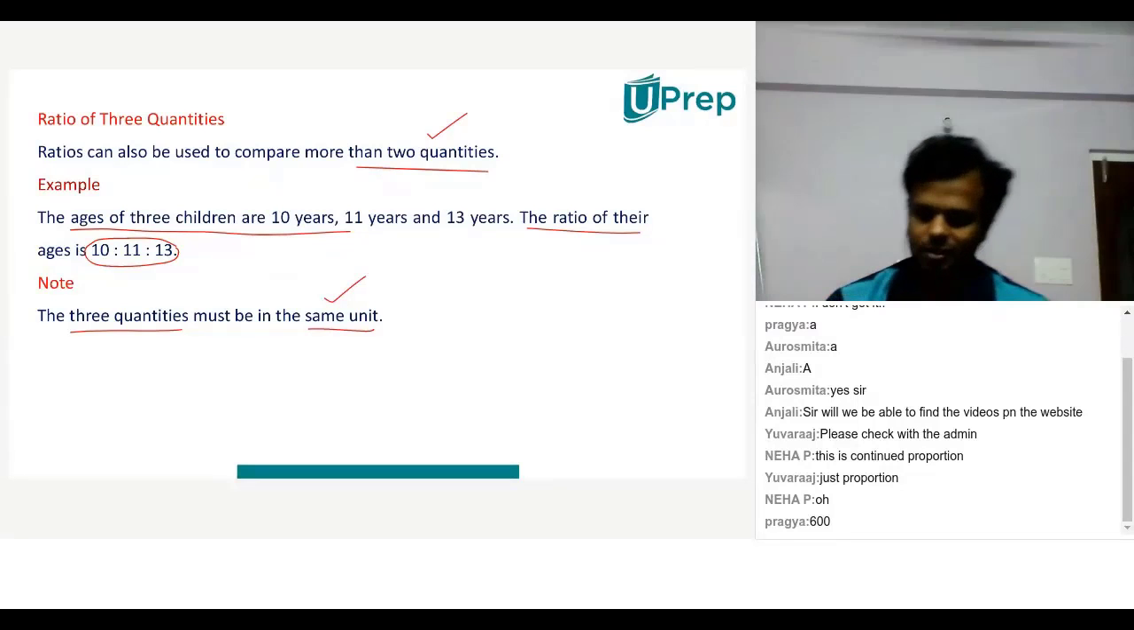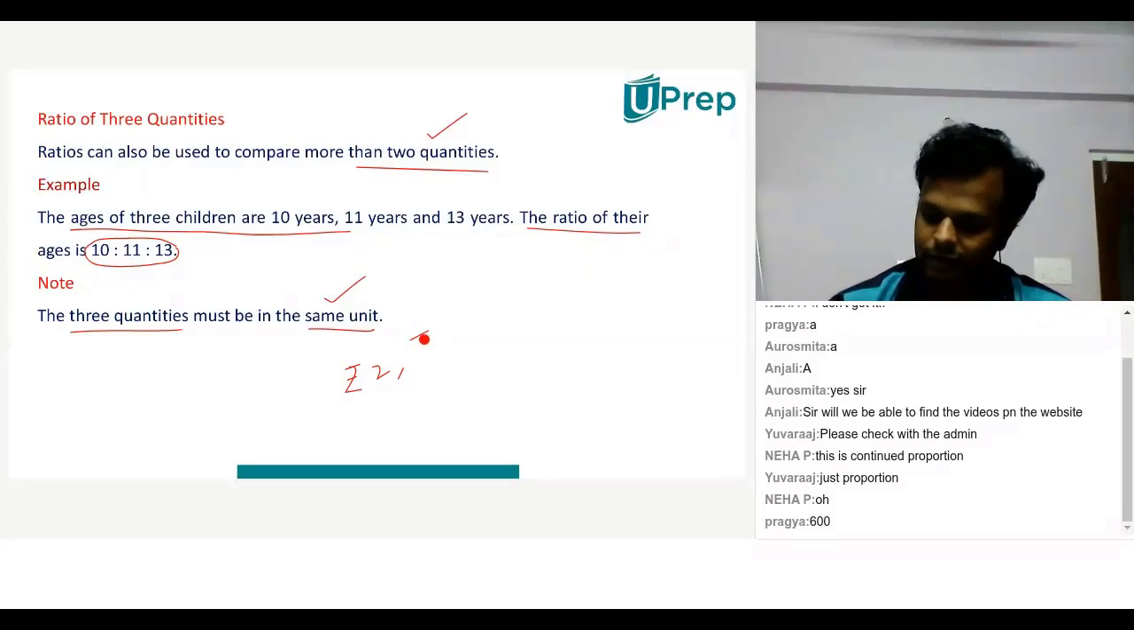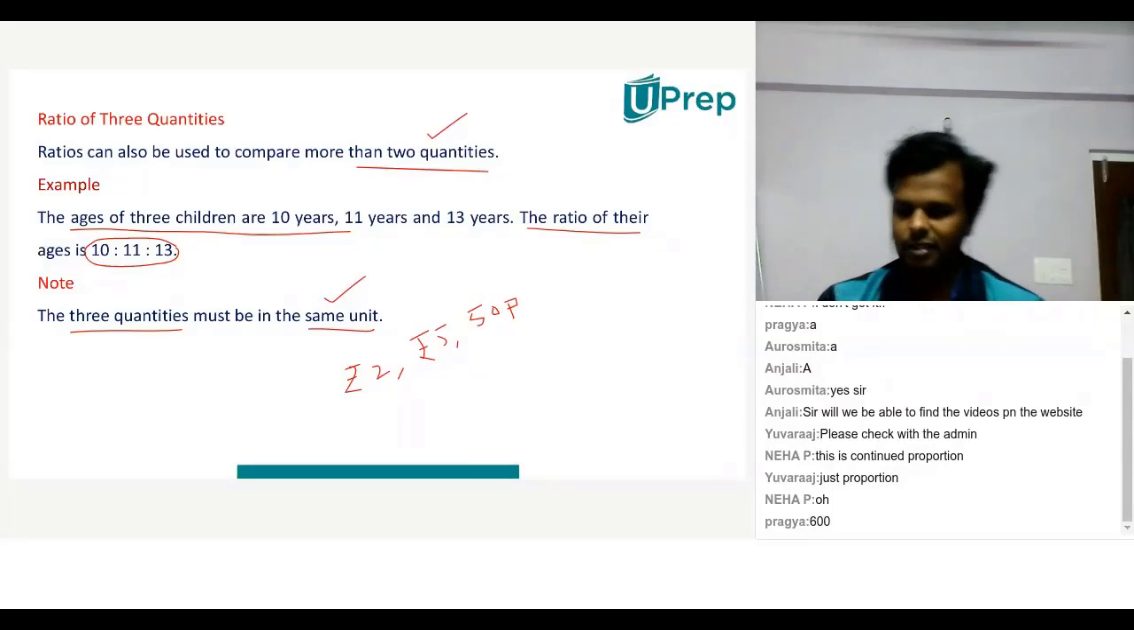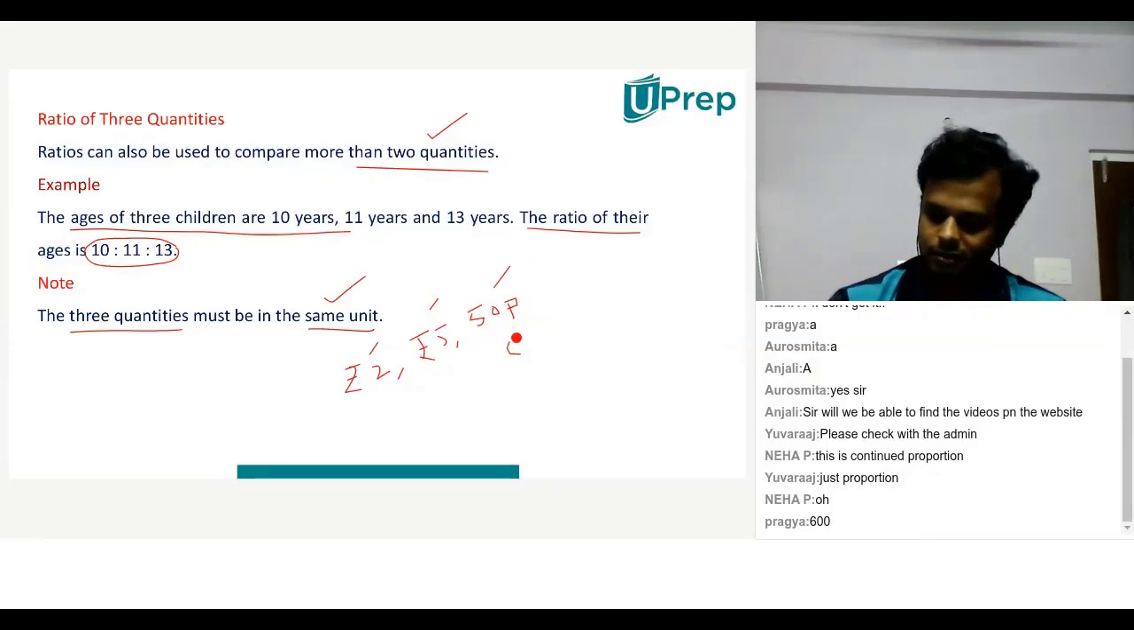What I mean is, suppose I have 2 rupees, I have 5 rupees, and I have 50 paise. Now, are they all in the same units? No, sir. So these two are in one unit, but this is in paise, right? 50 paise means what? 0.5 rupees. So the ratio in this case will be 2:5:0.5.